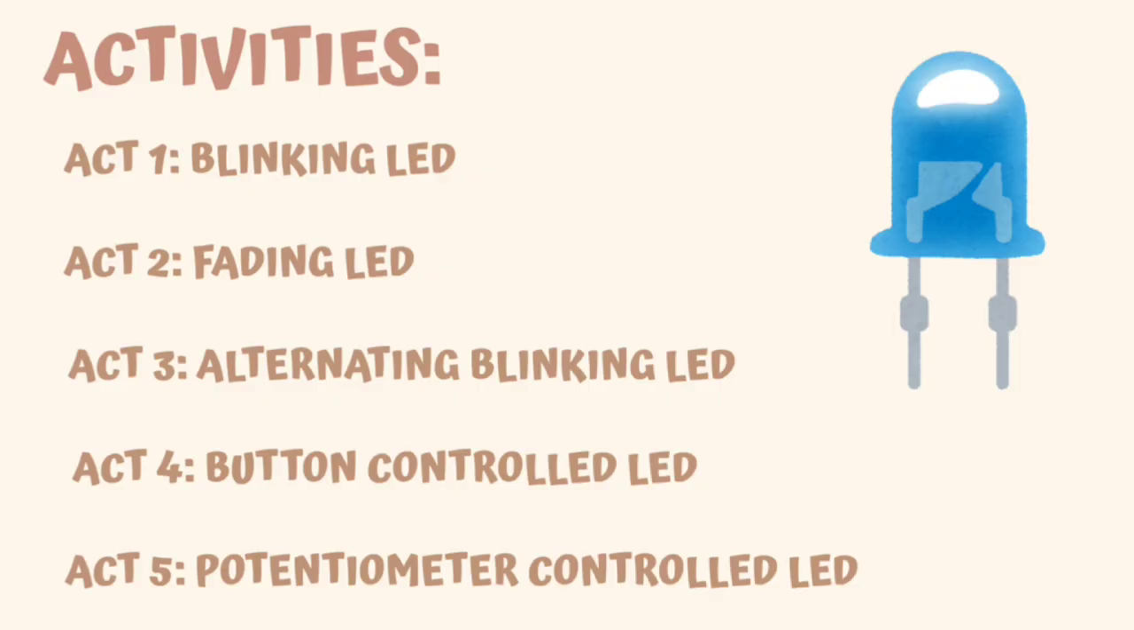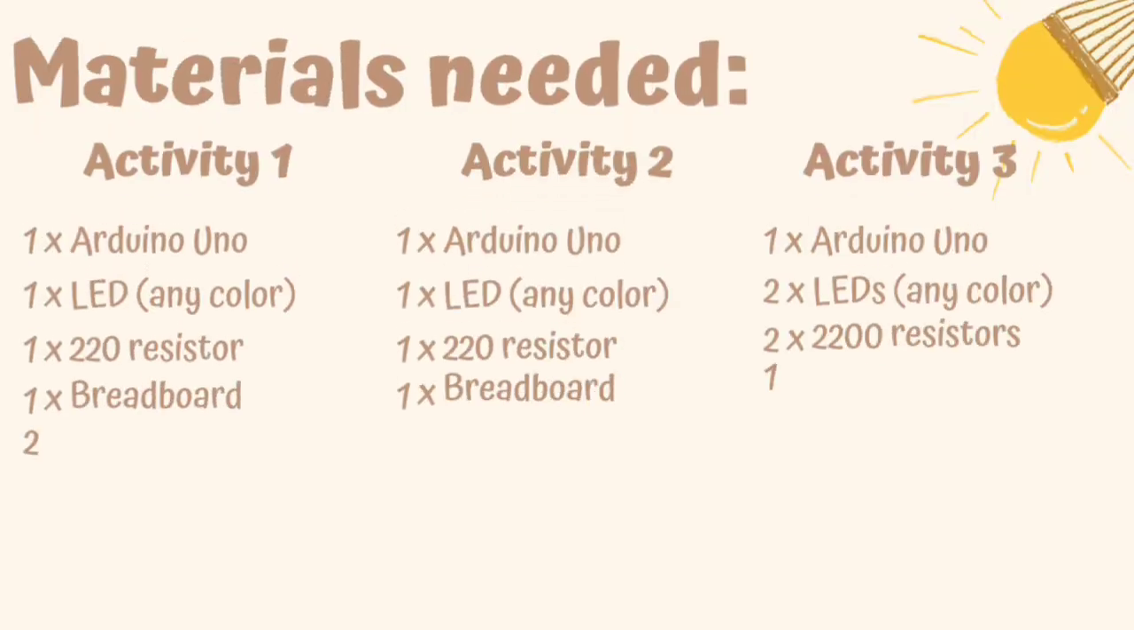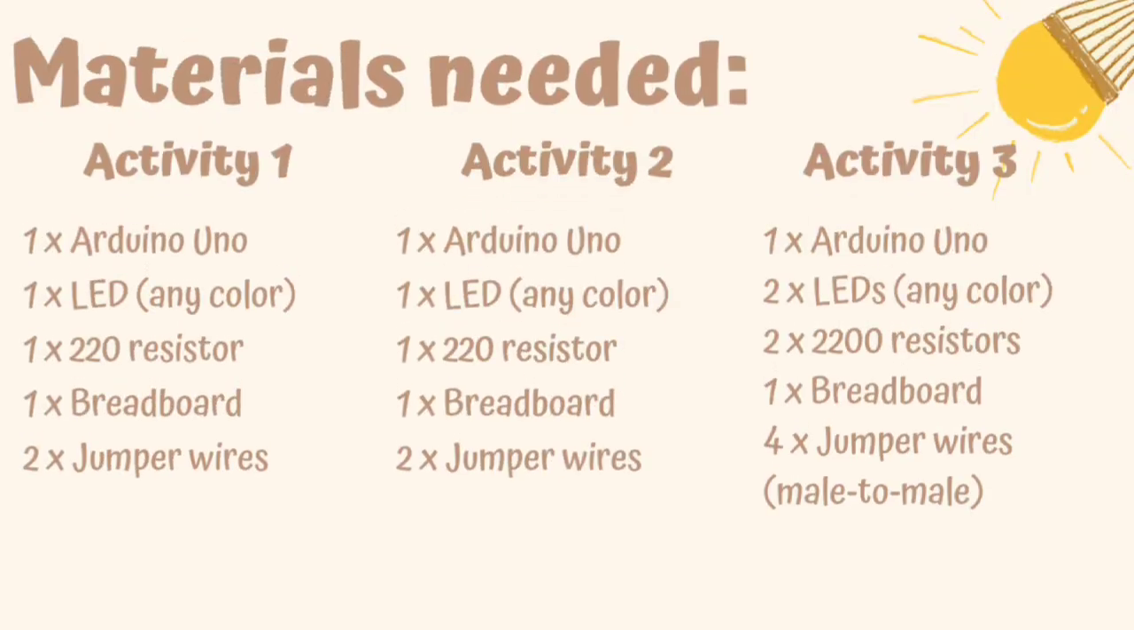Activity 3, alternating blinking LED. That means there are two LEDs that blink one at a time alternately. Activity 4, button controlled LED. When you press the button, it'll turn on. And activity 5, potentiometer control LED, where if you twist the potentiometer, it'll turn on the LED depending on the brightness of it. These are the materials needed for each activity below.